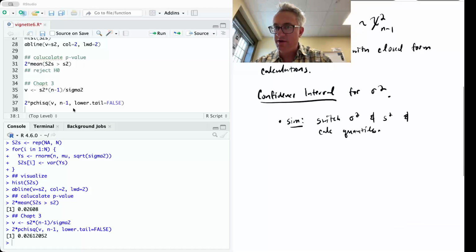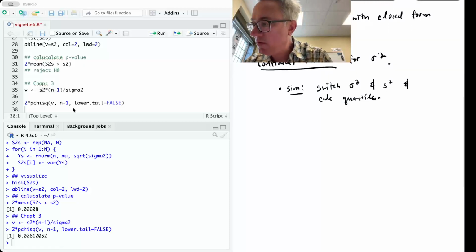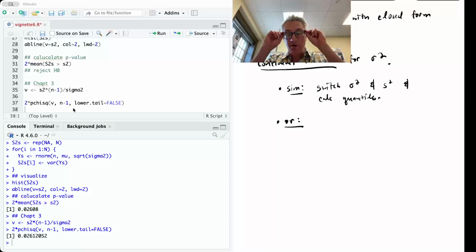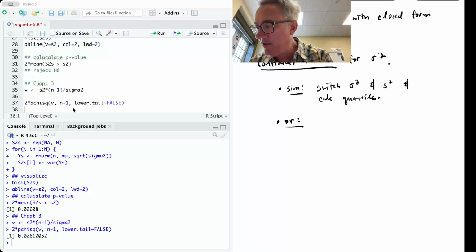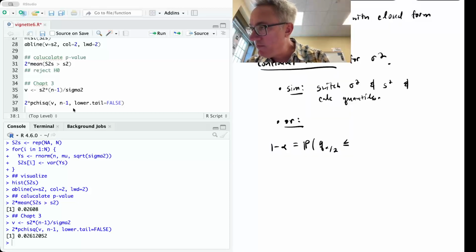Or if you want to do things the math way, you can borrow the same calculation that we did for confidence intervals in chapter 3, which we did for the mean. You can use them here for the variance. So remember how that looks. If I want a size alpha confidence interval, which might give me 95% if I choose alpha equals 0.05, I want to find the probability for some quantile on both sides. So I just take half for both sides.